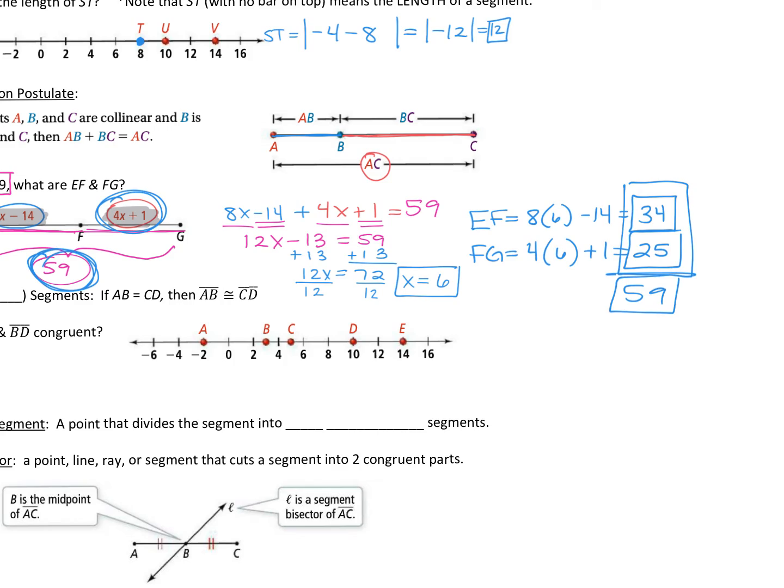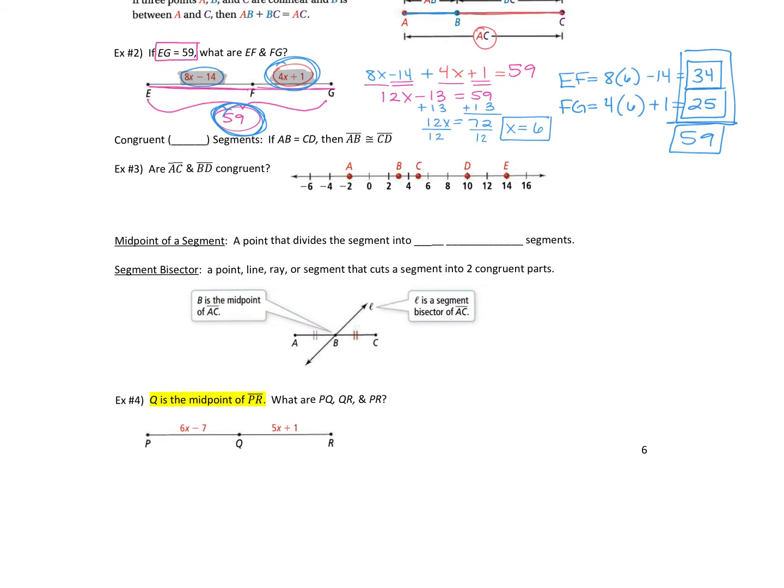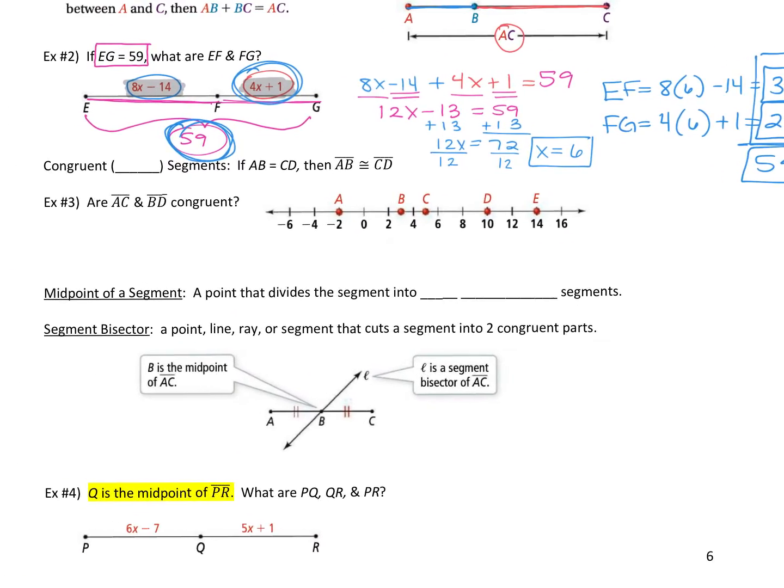Okay, then we are going to talk about congruent segments, and the way we show congruence is an equal sign with a little tilde over top, okay? But congruence really is equality. If two segments are congruent, they are equal in length. That's what means they're congruent, okay? So we're going to talk about a couple of segments here, starting with AC and BD.